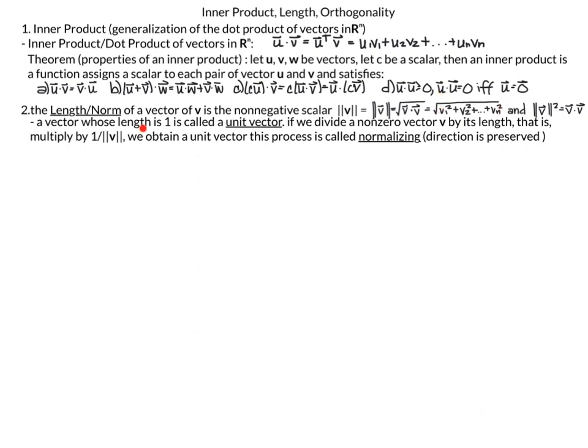A vector whose length is 1 is called a unit vector. And if we divide a non-zero vector by its length, that is, if we multiply it by 1 over the magnitude of v, we obtain a unit vector in this process, and that's called normalizing. And notice when we normalize a vector, we preserve the direction, but we make the length equal to 1.